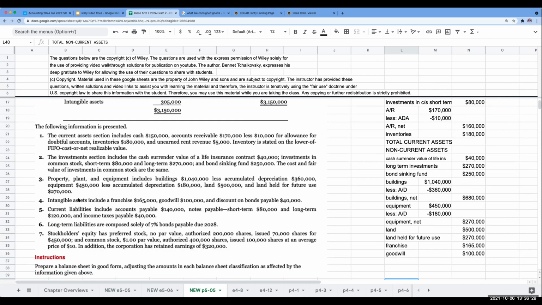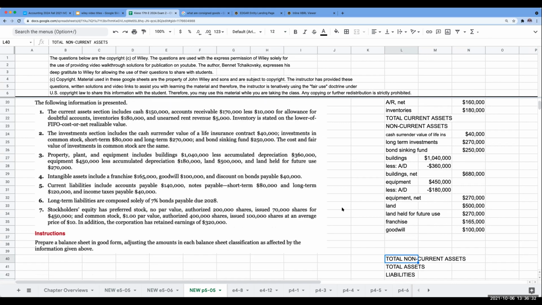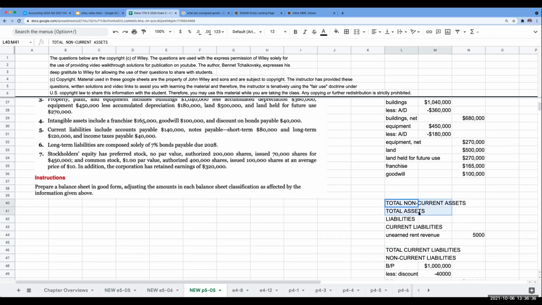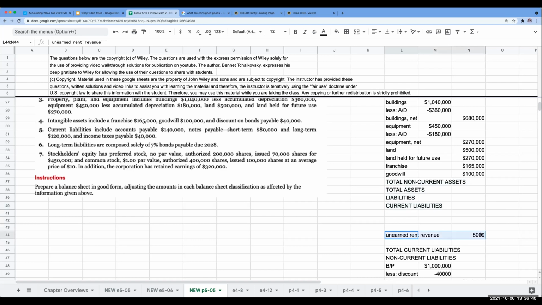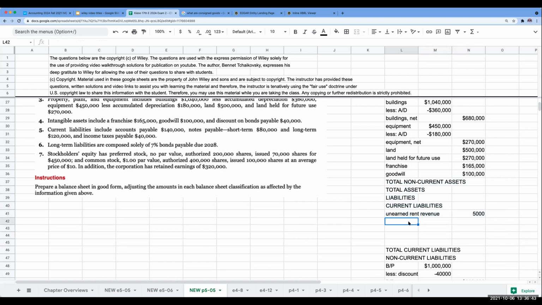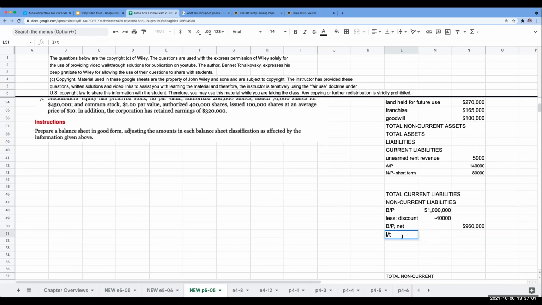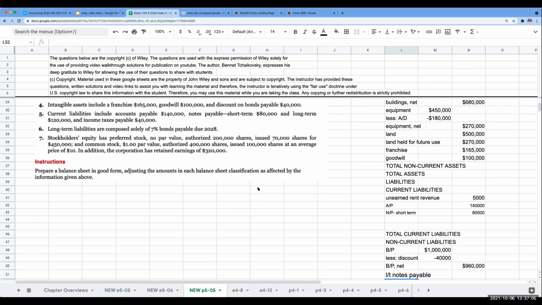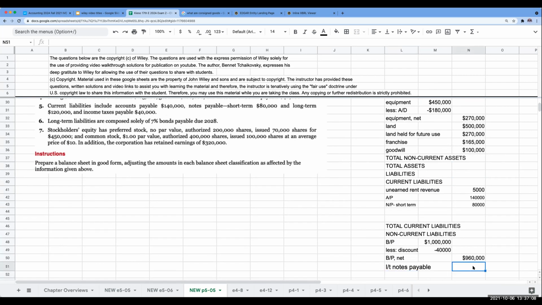Okay, so current liabilities include accounts payable. Let's go ahead and start listing these out. For our current liabilities so far, we have unearned rent revenue. The next one is going to be accounts payable, 140,000. Notes payable short term, 80,000. Long term. Okay, so long term, it's got to go down here, or what I would call a non-current liability. So this is going to be over here. It's going to be 120,000. Income taxes payable is going to be 40 grand. Okay, so right over here.